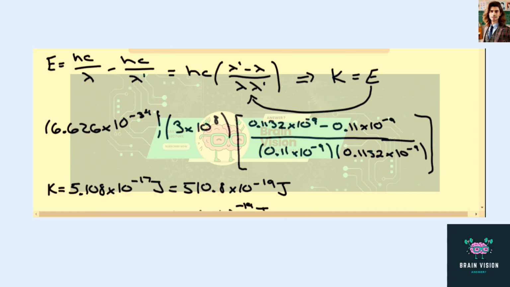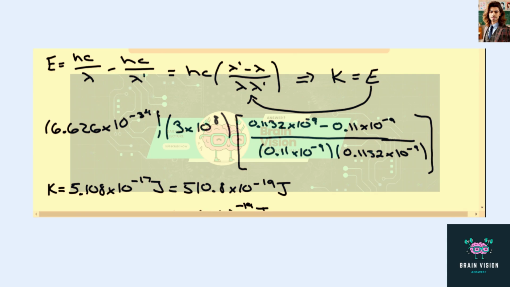Okay, so the first part of the problem is we want to find the kinetic energy of the electron after the collision, and we want to know what the speed of the electron would be. And then for the second part, we want to find the wavelength of a photon. So we have a photon that collides with an electron that's at rest.